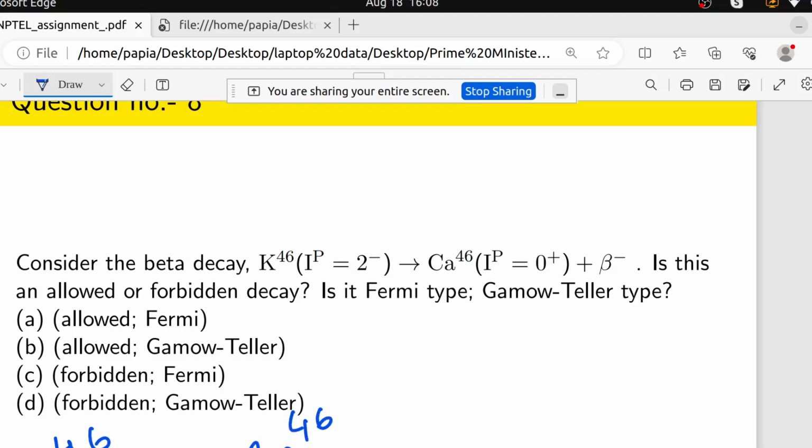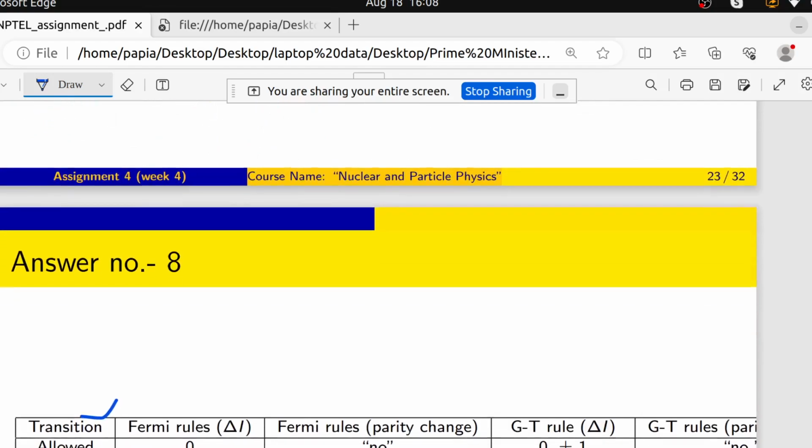Can you please show the table once again? Yes, sure. This is the table. Yeah. No, yes.